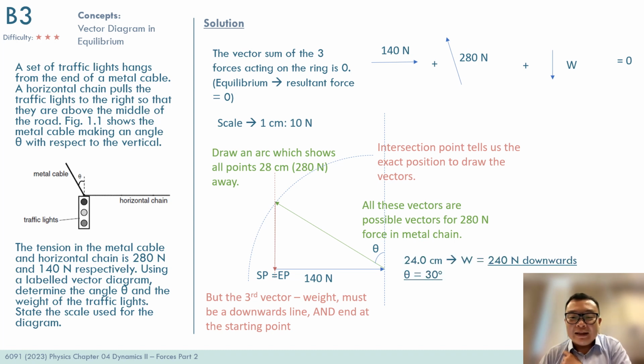I can then measure the length of the red vector to find out the weight, which is 240 newtons. I can use a protractor to measure the angle theta, which is 30 degrees.